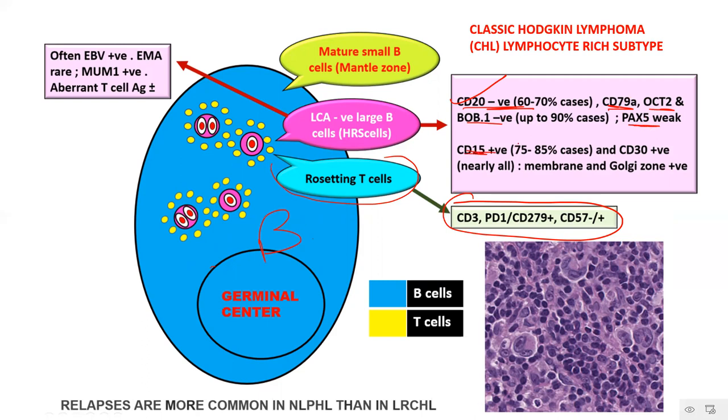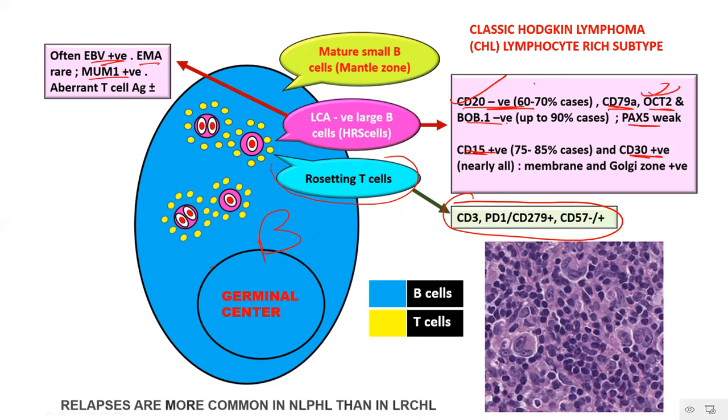CD15 may not be seen in a good number of cases. However, CD30 is present in most of the cases. EBV is often positive and EMA expression is rare. MUM1, that is the post-germinal center marker, will be positive. Now, the important thing about this particular subtype is, like I said, CD20 can be expressed in around up to 30% of the cases, which makes the differential diagnosis from NLPHL problematic.